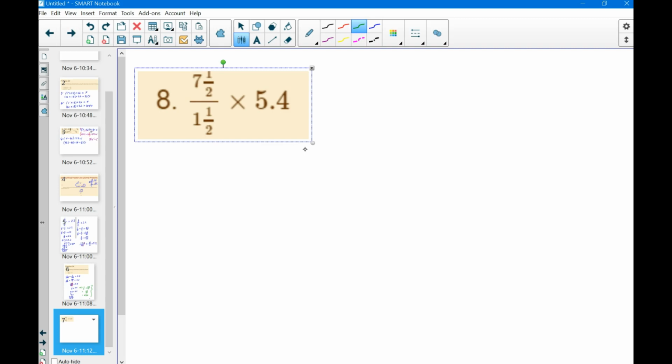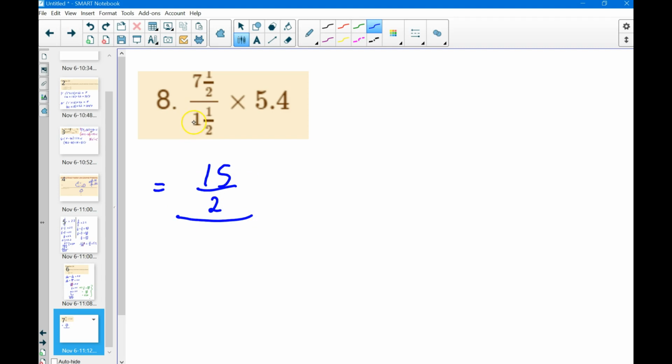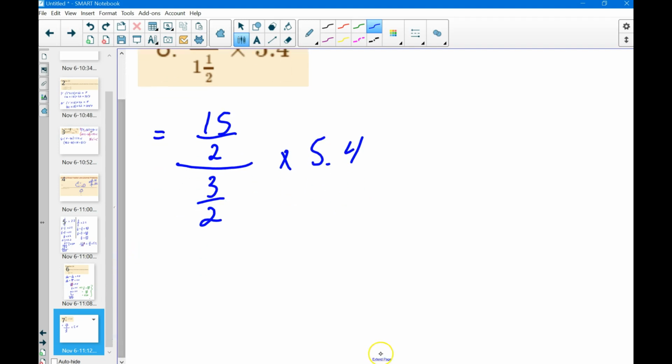So before we freak out, let's take the pieces that we know, take 7 and 1/2 and turn it into an improper fraction. So it's gonna look like this. Take the top. So remember we said 2 times 7 plus 1, it's gonna be 14 plus 1, so it's gonna be 15 over 2. And the bottom is gonna be 1 times 2, which is 2 plus 1, so it's gonna be 3 over 2 multiplied by 5.4. Now it's back to what we had already, just improper fractions, but it's going to behave exactly the same way.